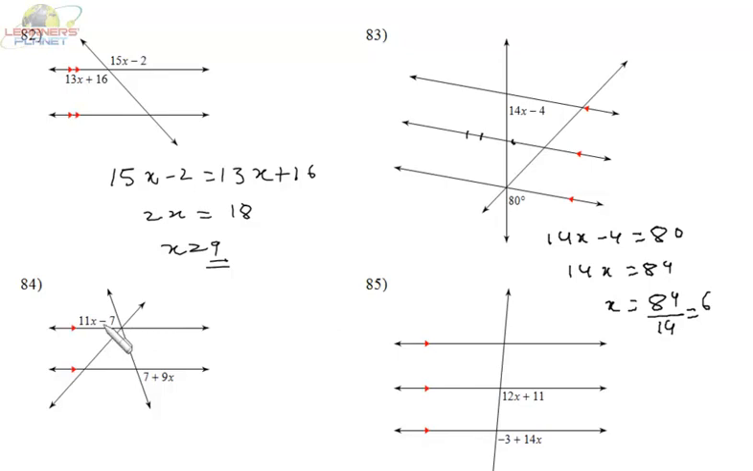Here 11x minus 7 and 7 plus 9x. Both of them are alternate angles and they will be equal. They are alternate exterior angles. So 11x minus 7 is 7 plus 9x. So 2x is equal to 14. So x is equal to 7.